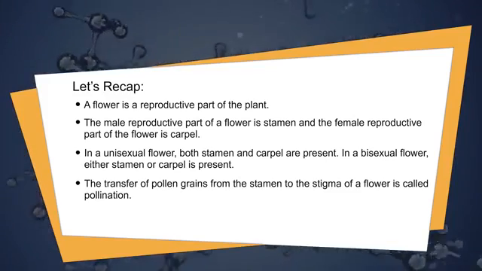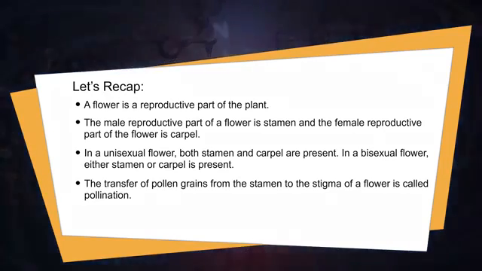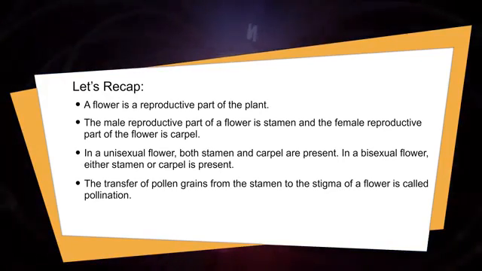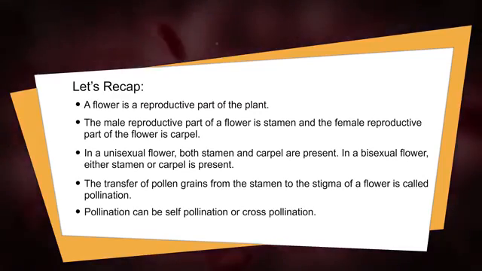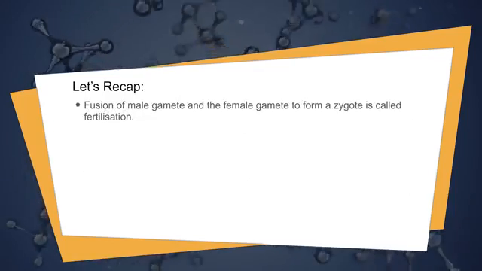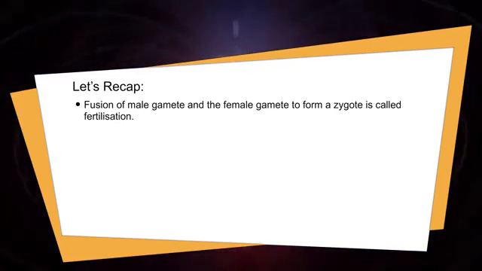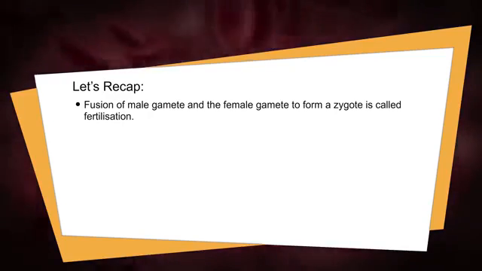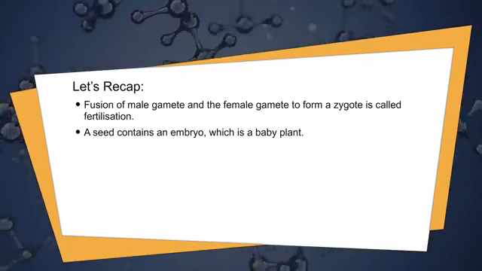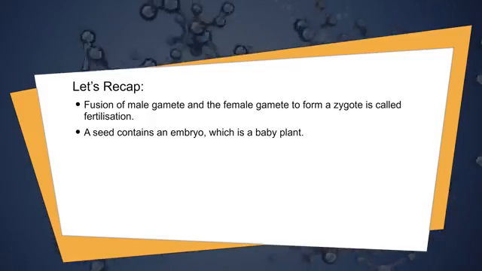The transfer of pollen grains from the stamen to the stigma of a flower is called pollination. Pollination can be self-pollination or cross-pollination. Fusion of male gamete and the female gamete to form a zygote is called fertilization. A seed contains an embryo, which is a baby plant.